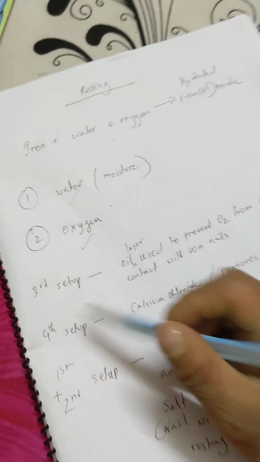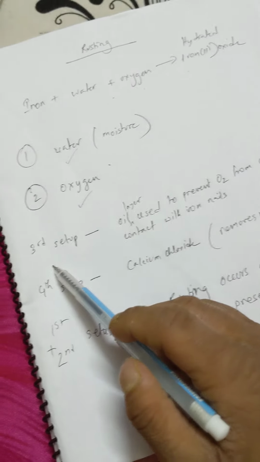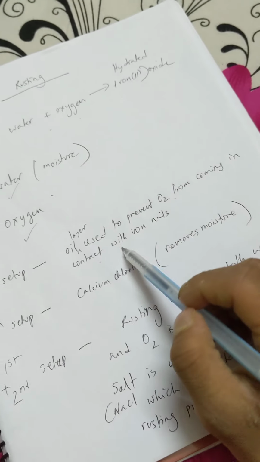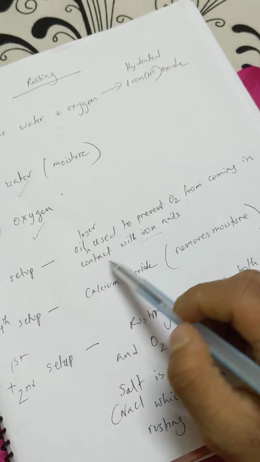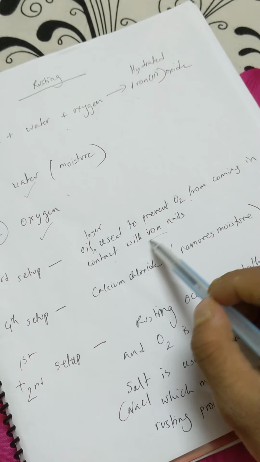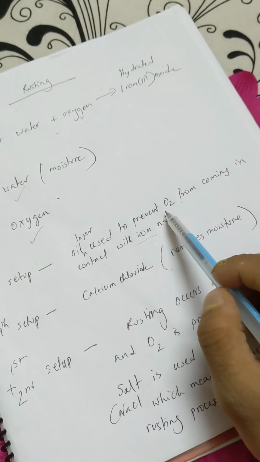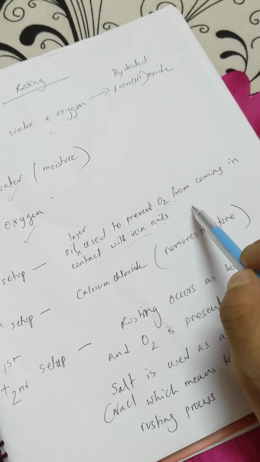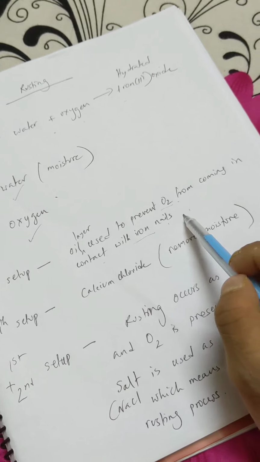Okay. And so in this experiment that they showed, the third setup had an oil layer which prevented the oxygen from coming in contact with the iron nails. So they were trying to make sure that the iron nails were not getting any exposure to oxygen, and also the dissolved oxygen that was there was removed through boiling the water.